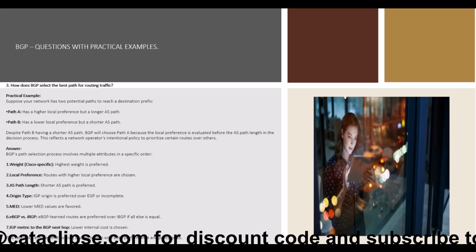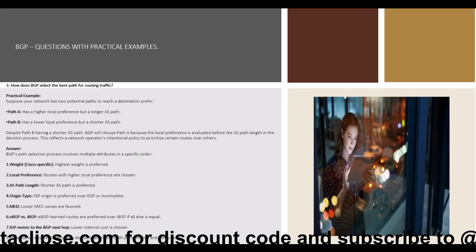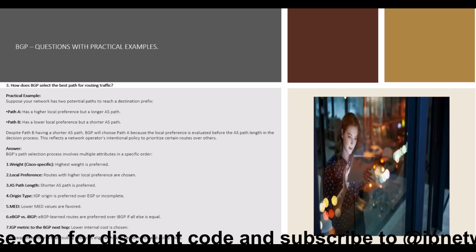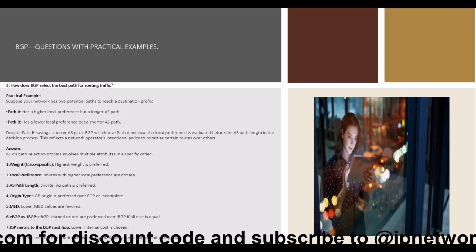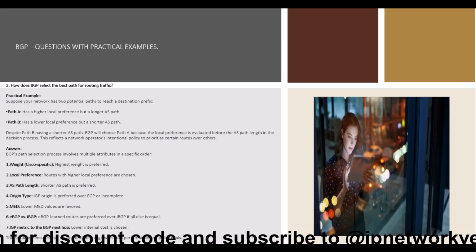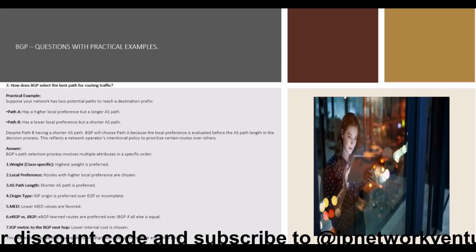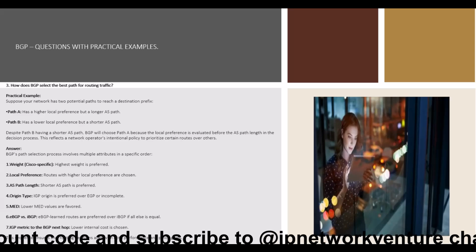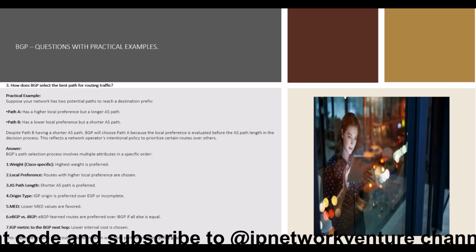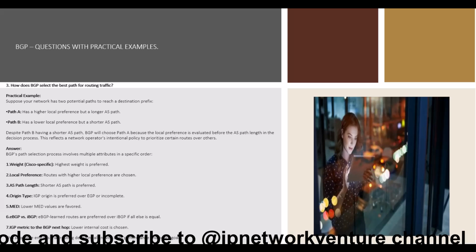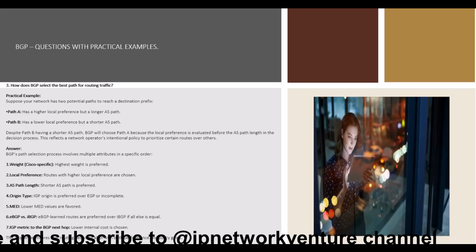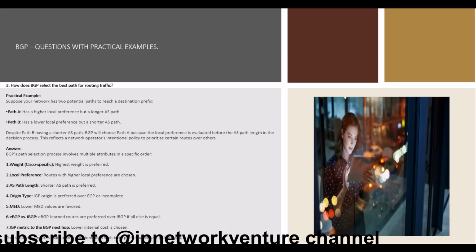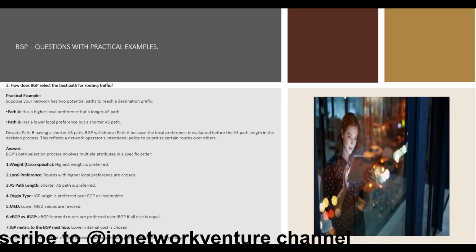Despite path B having a shorter AS path, BGP will choose path A because the local preference is evaluated before the AS path length in the decision process. This reflects a network operator's intentional policy to prioritize certain routes over others. So this is your answer to select the best path.